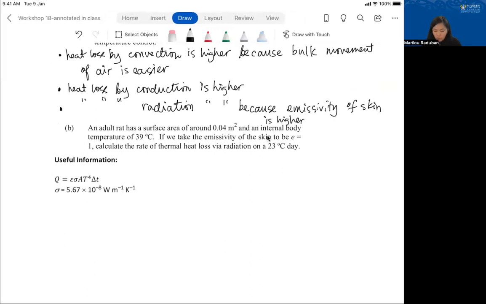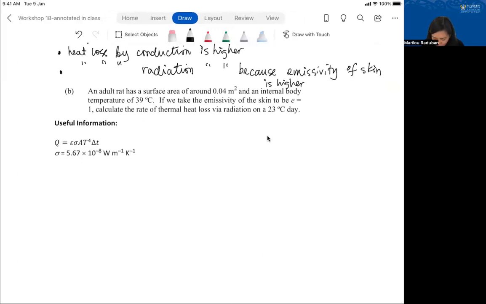All right. Okay, let's go now to the next question, which is a numerical one. An adult rat has a surface area of around 0.04 meters squared. It has an internal body temperature of 39 degrees Celsius. So that's the temperature of the body of the rat. The emissivity of the skin, we take that to be equal to 1. We want to calculate the rate of thermal heat loss via radiation on a 23 degrees Celsius day.